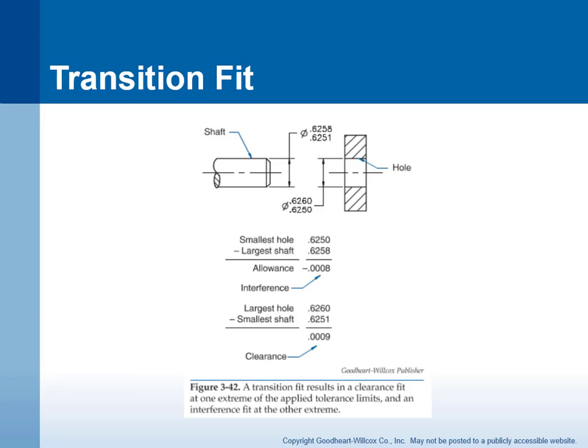Here's a transition fit. Okay, if we take the smallest hole minus the largest shaft, what we end up with is -8. That's an interference. 8/10. That's an interference fit. But if we take the largest hole minus the smallest shaft, we end up with a clearance of 9/10. 9/10 of 1/1000. Okay, so that is a transition fit.